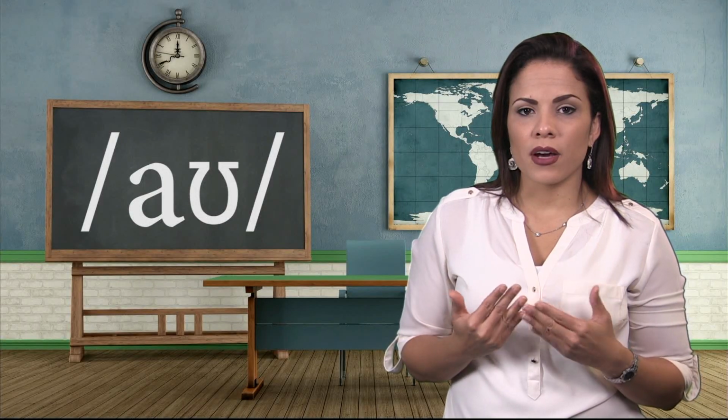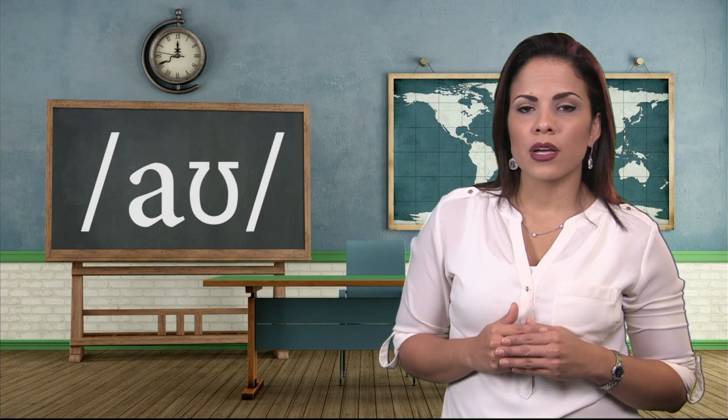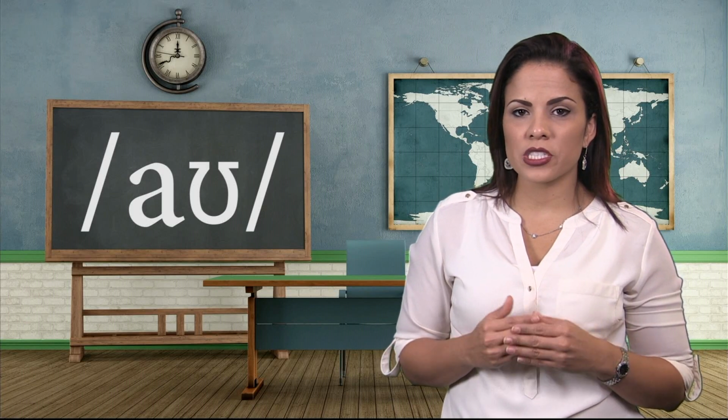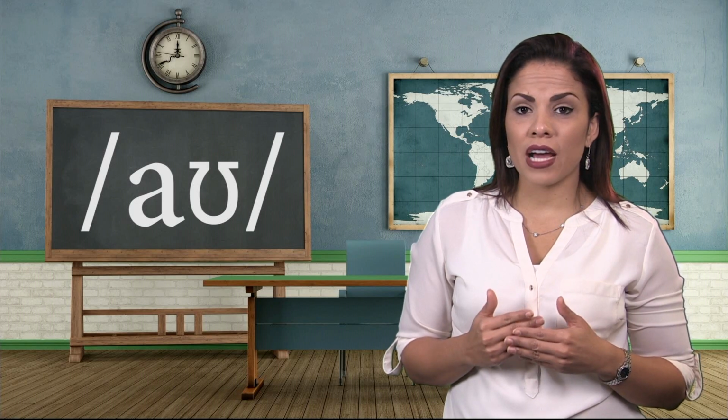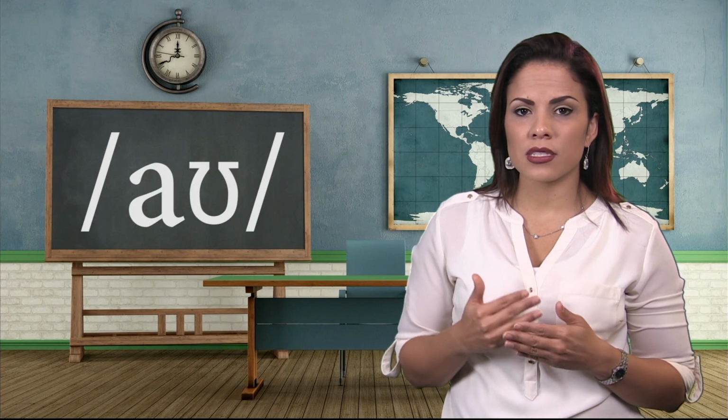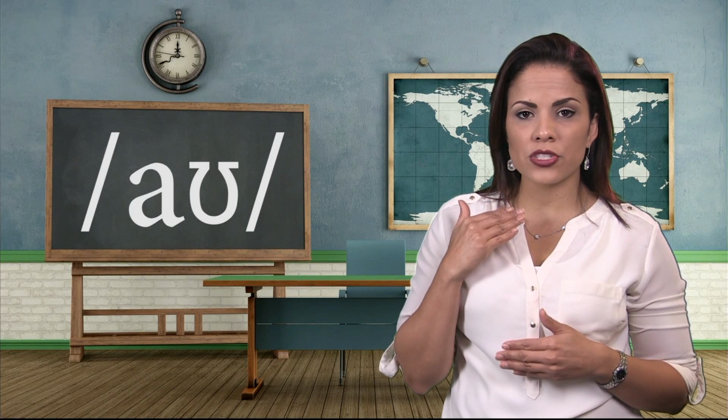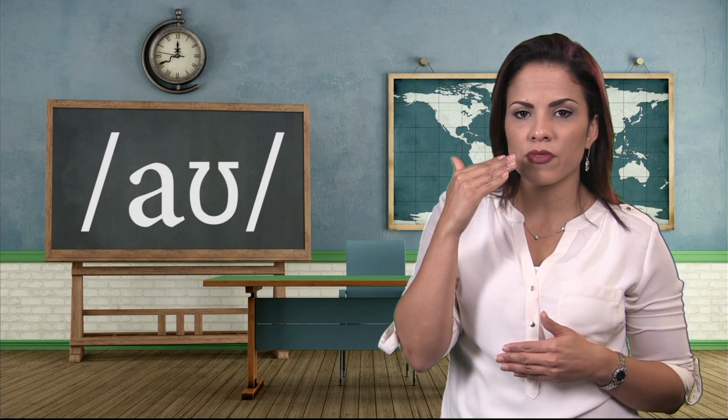The second diphthong is ow. Your lips glide from an open position to a rounded position, ow. Your jaw rises with the tongue and closes. Your tongue glides from a low position to a high near the roof of your mouth.